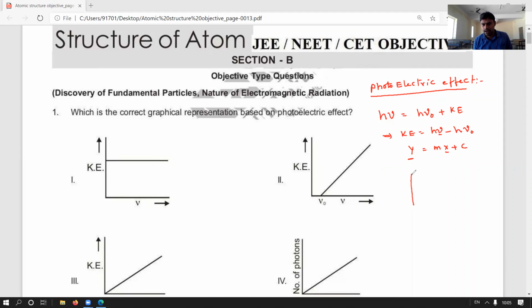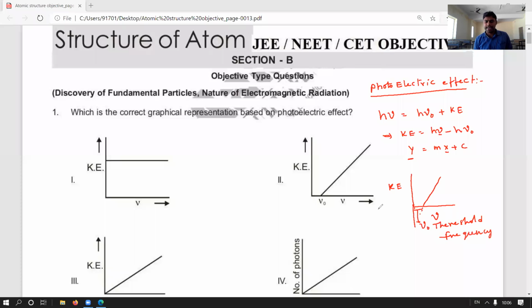Then we are taking a graph between kinetic energy versus incident light frequency. That intercept is a negative intercept. Now the graph will come like this, and this is the negative intercept. This is the minimum frequency. This is ν₀. Okay, ν₀ means threshold frequency.